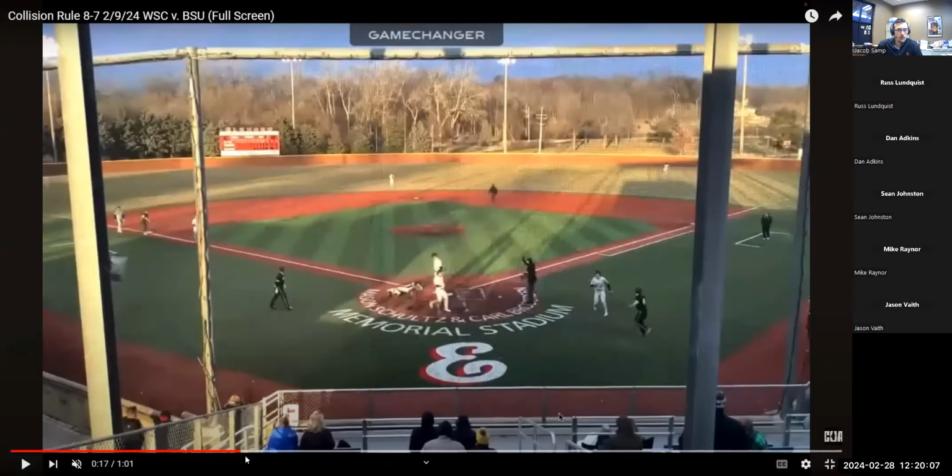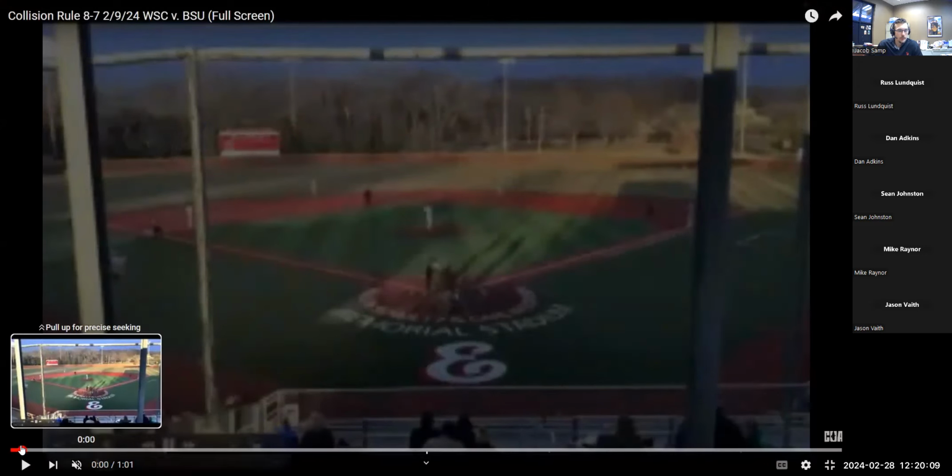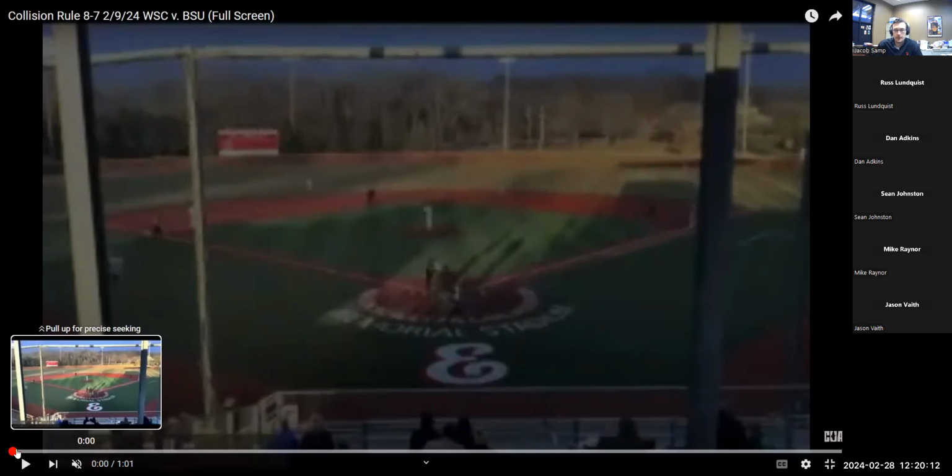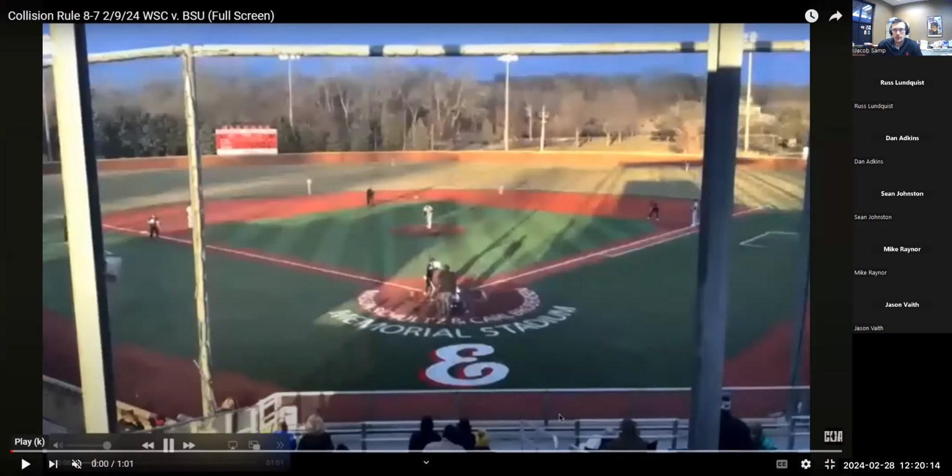So I'll stop it right here. We'll play it back one more time. There's a lot more to this play after the fact, but we're just going to talk about the collision here first.